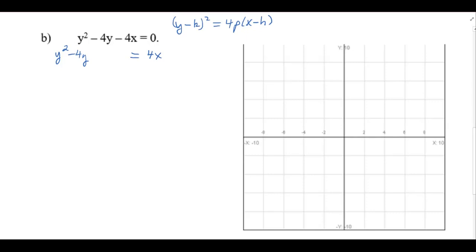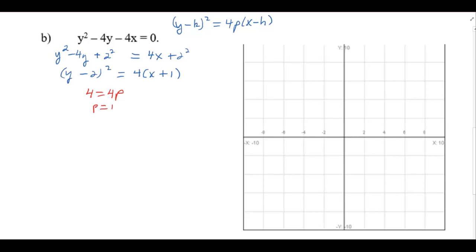So I'm going to add 2 squared, right? And over here, add a 2 squared. That makes this y minus 2 quantity squared. And this, I'm going to write as 4 times x plus 1. Okay, so in this form, you can see now that the 4 equals 4p in here. The 4 is a 4p. So that just tells us that p is a 1.